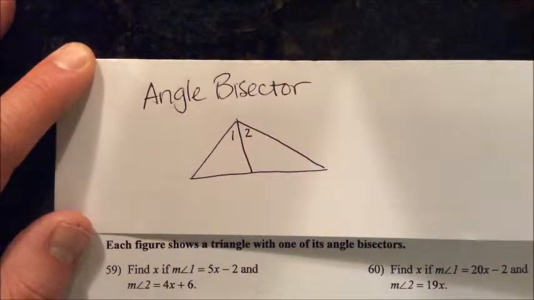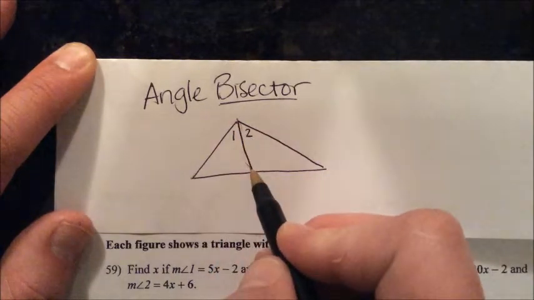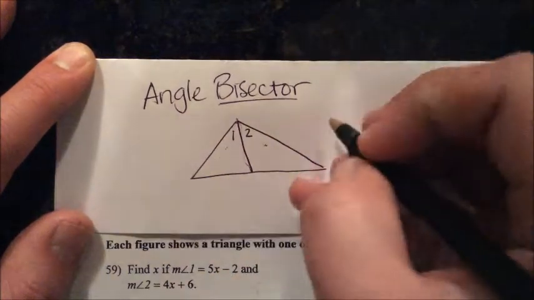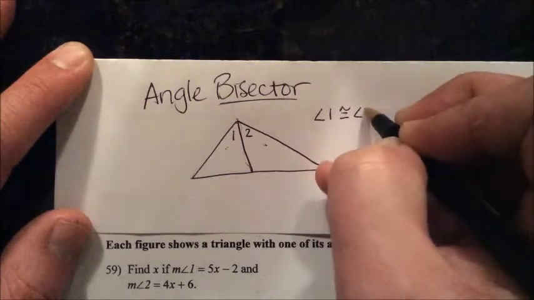In this video, we're going to deal with angle bisectors inside of a triangle. What we need to keep in mind when we say the word bisector is that bisector means that we have a segment that cuts our angle in half into two equal pieces. So therefore, if this is our bisector right here, that means it cuts our giant angle into two congruent angles. We can actually say angle 1 is congruent to angle 2.